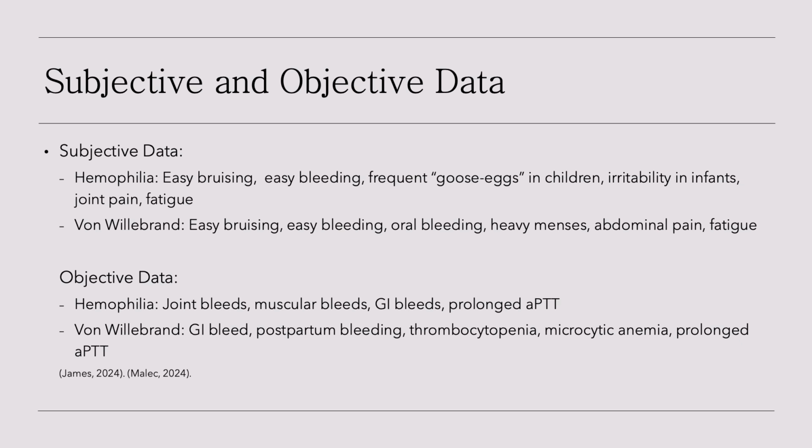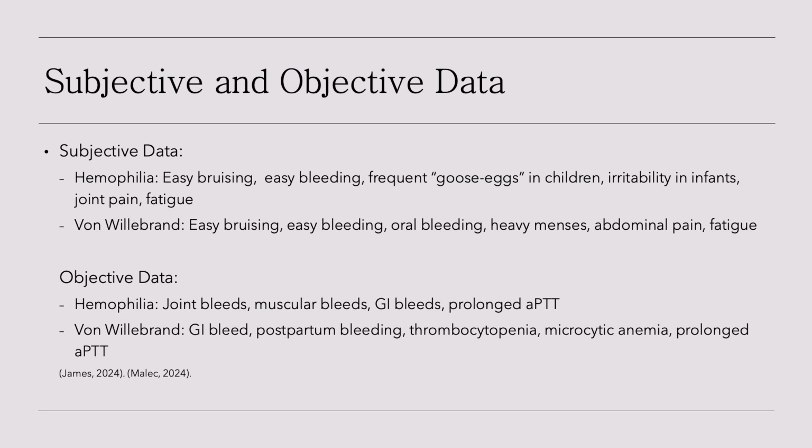Subjective data associated with hemophilia would be patients complaining of easy bruising, easy bleeding, frequent goose eggs in children, so they bump their head and get a big bump on their head, irritability in infants, joint pain, and fatigue. Subjective data associated with von Willebrand's disease include easy bruising, easy bleeding, oral bleeding, heavy menses, abdominal pain, and fatigue.